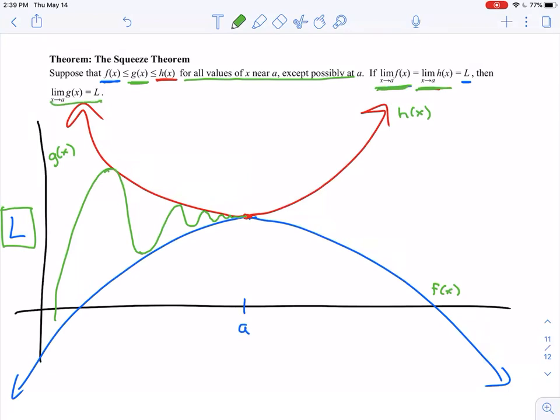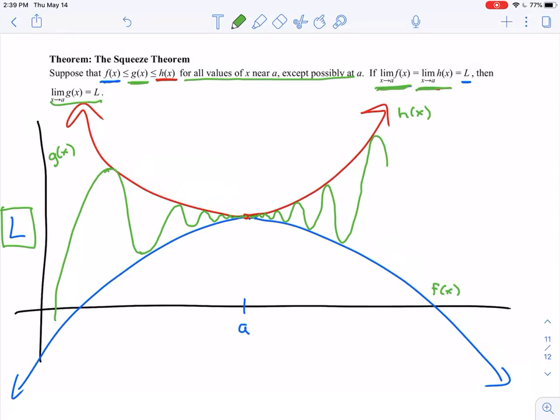If you drew g of x over here, again, you can draw it as tall as you want, but it can't pass h of x as you get close, and it can't pass f of x. It's stuck between these two functions. So there's nowhere else for it to go except for L as you get closer. Now, maybe there's a hole there or something, but remember, holes don't tell the whole story.